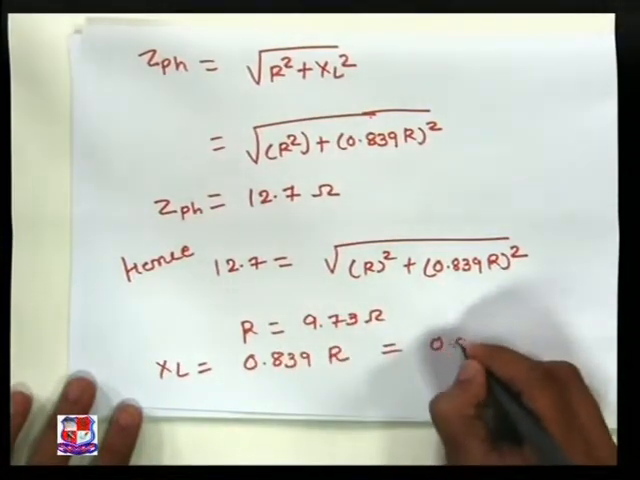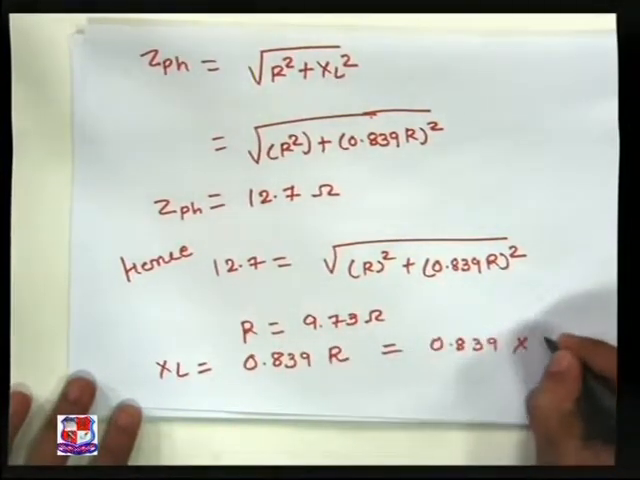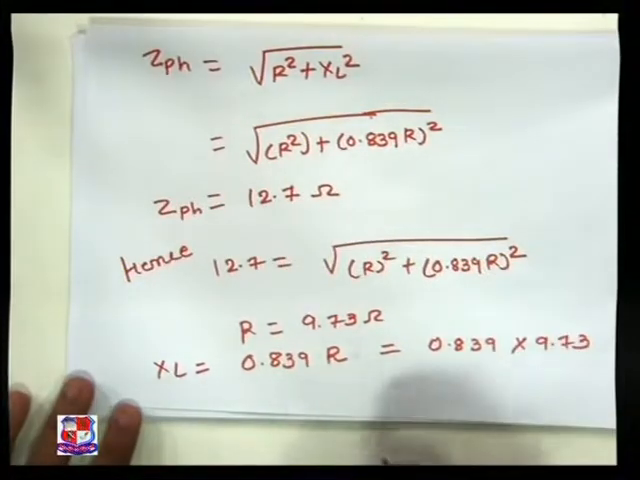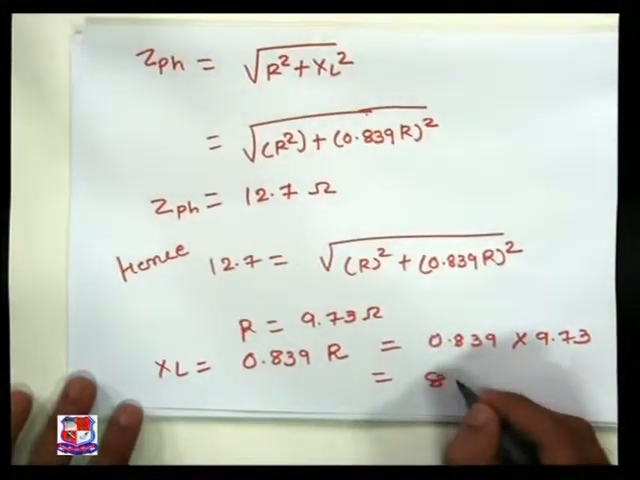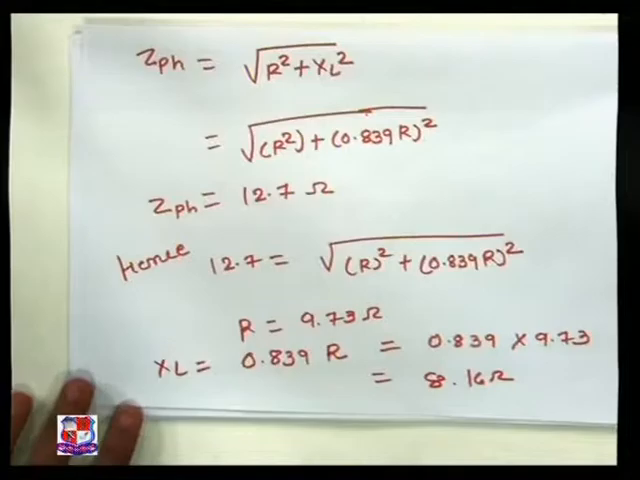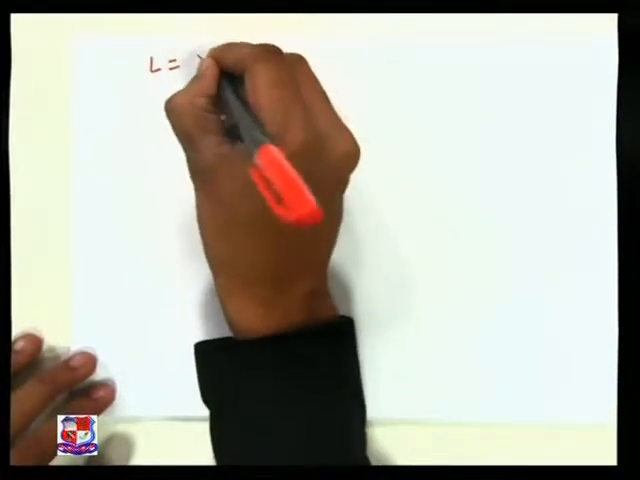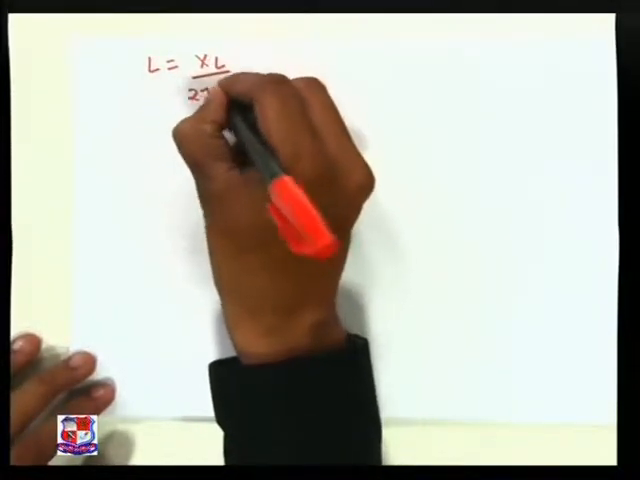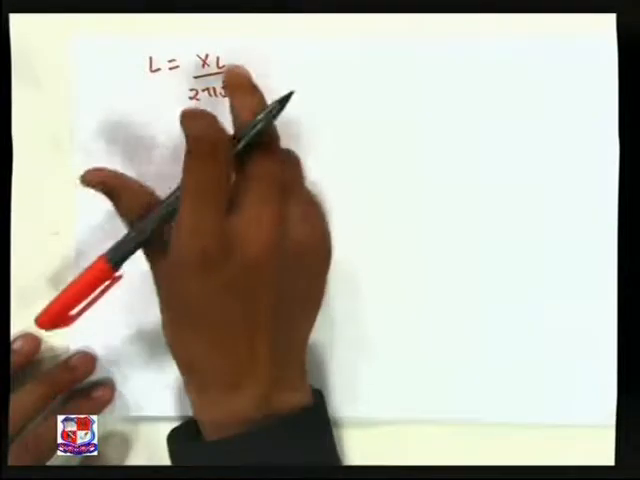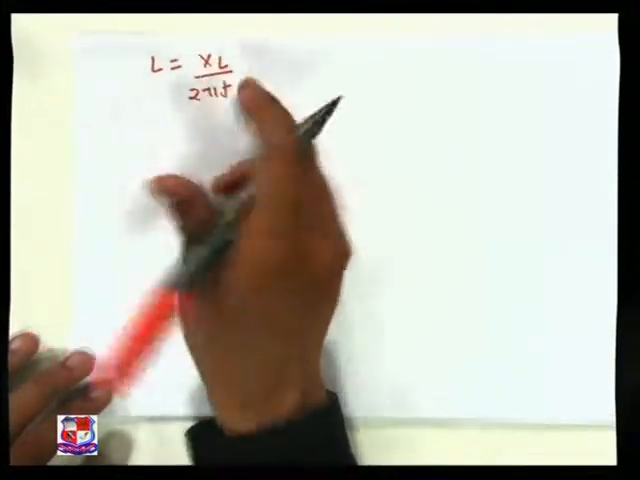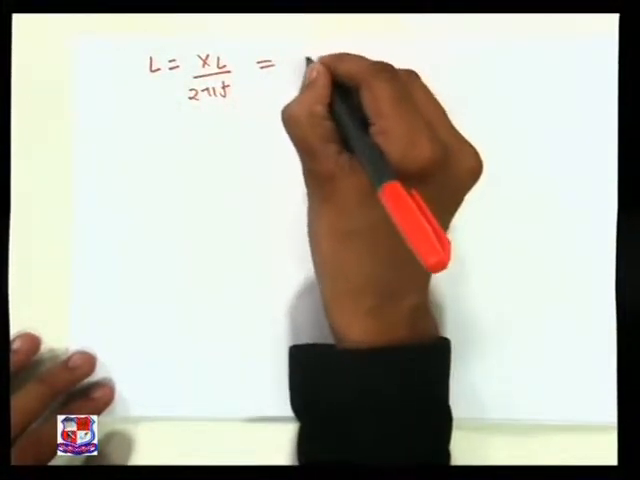So the value of XL is equal to 0.839 into R, which is 0.839 into 9.73. So we get XL as 8.16 ohm. In this way we have found all the parameters of the load. For another parameter, XL is equal to 2 pi f into L, so we get the value of L for the load.